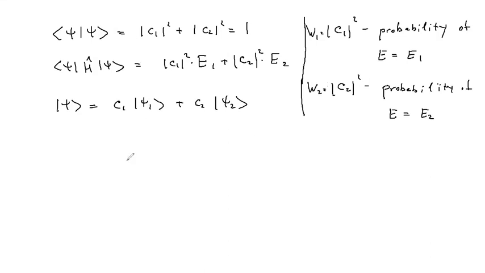Then the first equation will look like W1 plus W2 equal to 1. Then the total probability that you can have either energy 1 or energy 2, the total probability should be equal to 1. The average energy would be probability to have energy 1 multiplied by energy 1 plus probability to have energy 2 multiplied by energy 2. So then what will be the meaning of this coefficient then? It's going to be amplitude of probability.